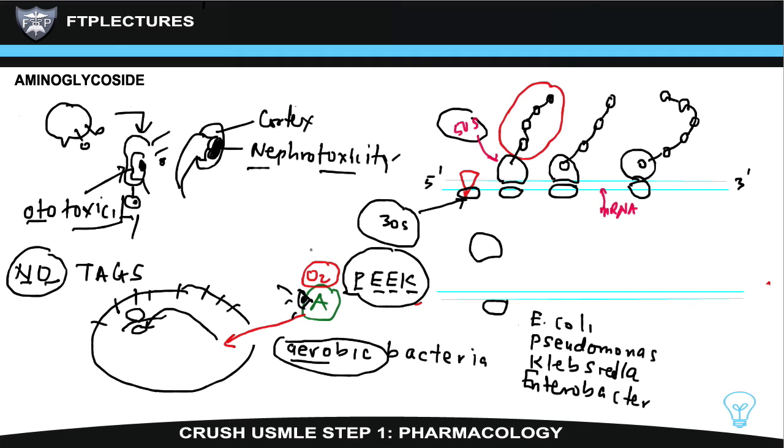So let's have a quick review. What do we need to know about aminoglycosides again? Number one, they are oxygen dependent medications. Mechanism of action: they knock out the 30S by preventing the initiation complex, and they prevent translocation, which means no protein synthesis, and the bacteria is going to die because it has no protein. What are the names of the drugs? NO TAGS: neomycin, tobramycin, amikacin, gentamicin, and streptomycin.